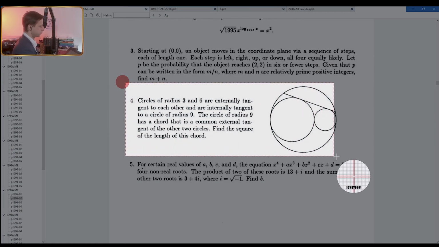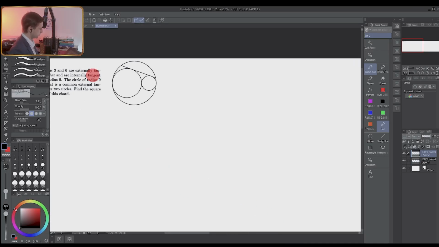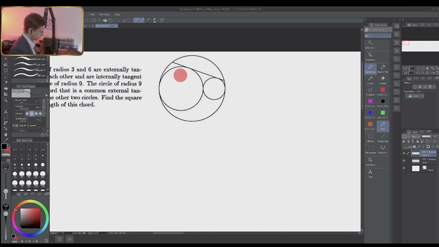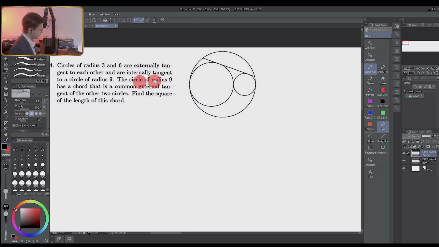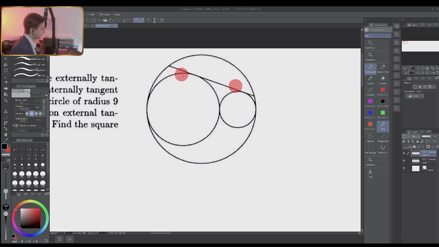Geometry number 4. It will be a very interesting problem, and so we have here several circles, 2 small circles like this one, and one larger. So circles of radius 3 and 6, this is 3 and this is 6, they're externally tangent to each other, as we see, and they're also internally tangent to a bigger circle of radius 9. And here we have a common tangent line, which is a little bit extended, and now it is a chord of a big circle. And you need to find the length of this chord.